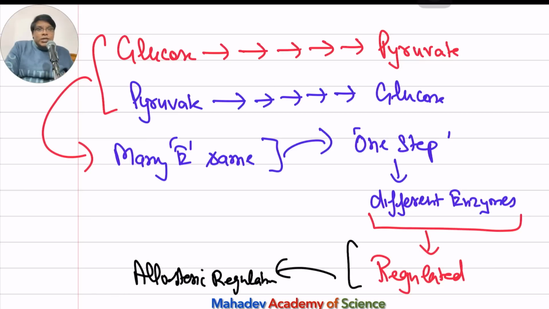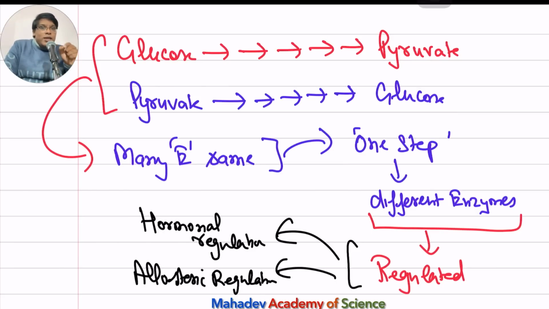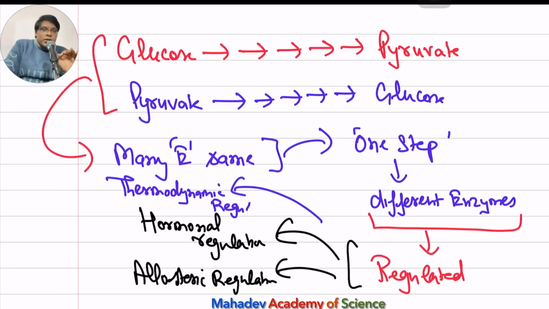Here we are going to see allosteric regulation of the key enzyme. We are also going to see hormonal regulation of the key enzyme, which is going to regulate the key step. In the same way, we are also going to see thermodynamic regulation.